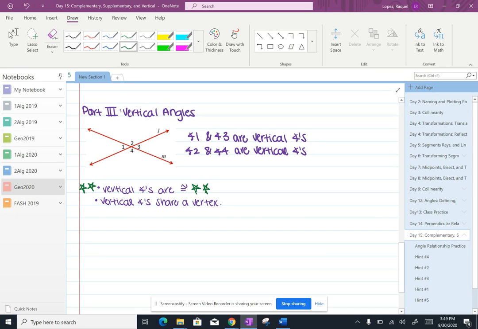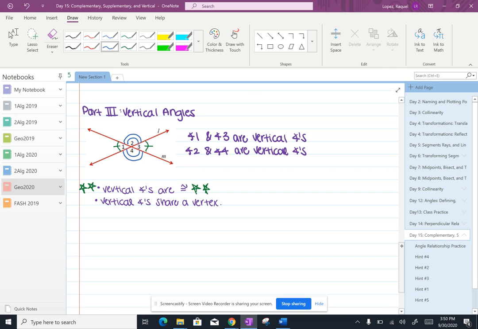So if they're congruent, I should mark my diagram appropriately. So I know that angle 1 and 3 are vertical. They share a vertex and they're opposite. So that means I'm going to show that they're congruent with an arc, and I'm going to put a tick mark through that. And then I know that angle 2 and angle 4 are also congruent. So I'm going to show that they're congruent, and I'm going to use two arcs to show that.